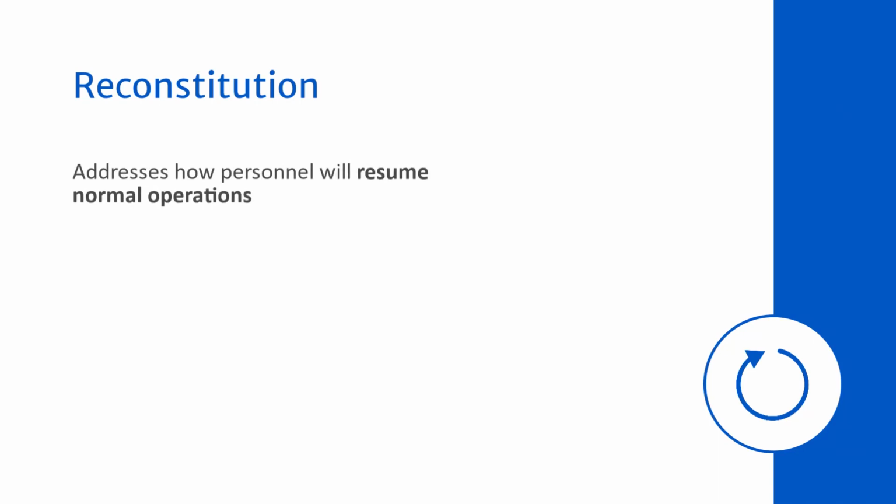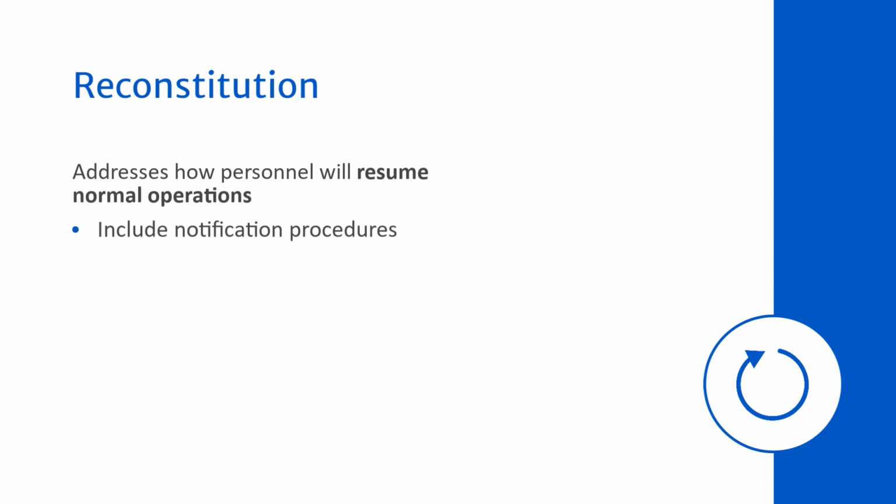Eventually, all things will return to normal, or in some cases, a new normal. Your Coop should address how faculty, staff, and students will resume normal operations at the original or replacement facility. This section should include procedures on how personnel, students, and parents or guardians will be notified that they will be able to return to school.